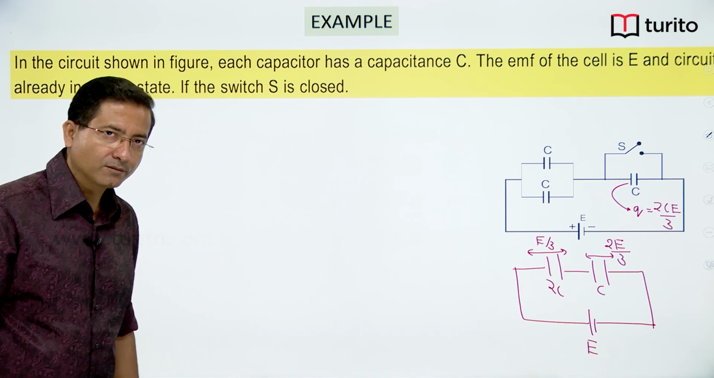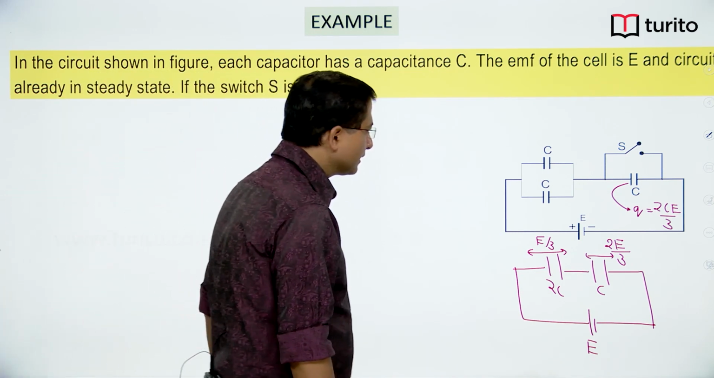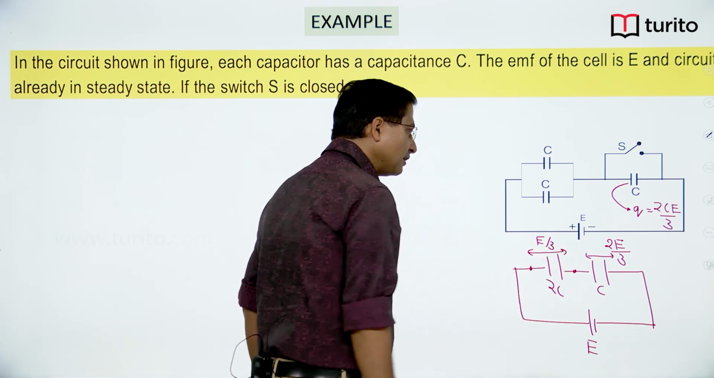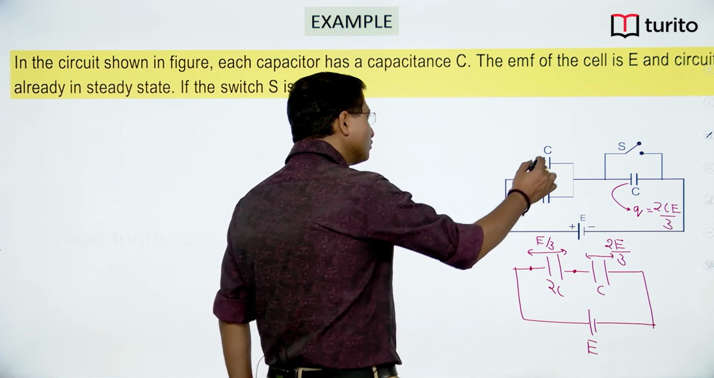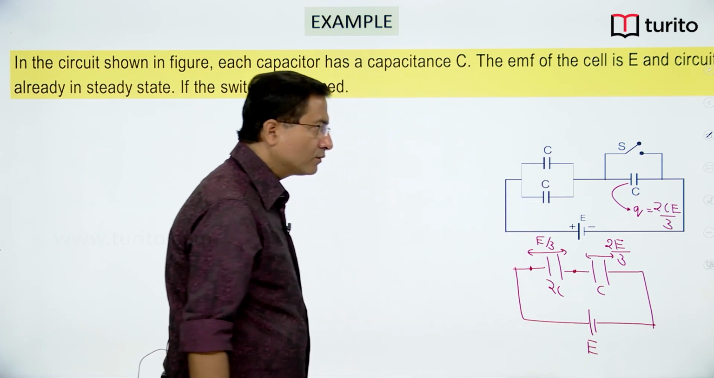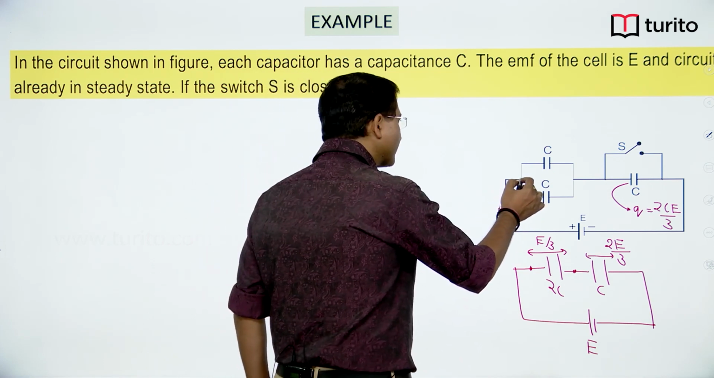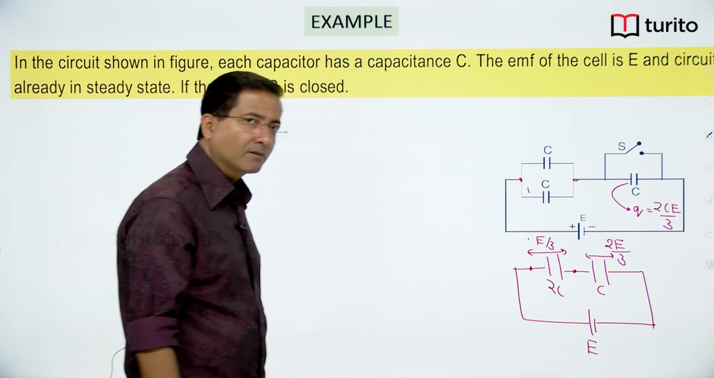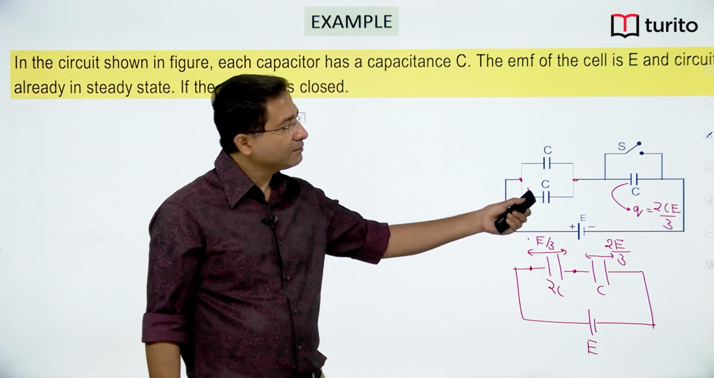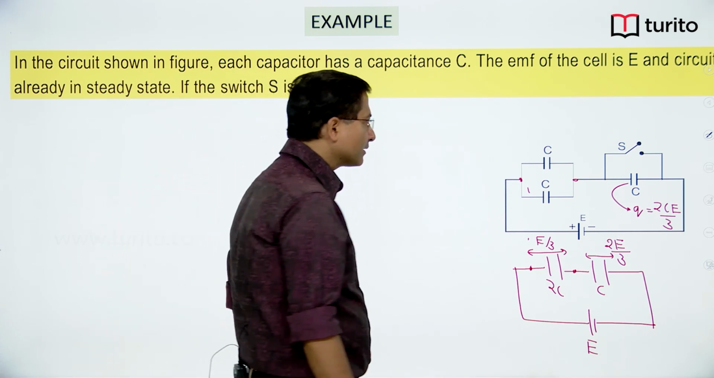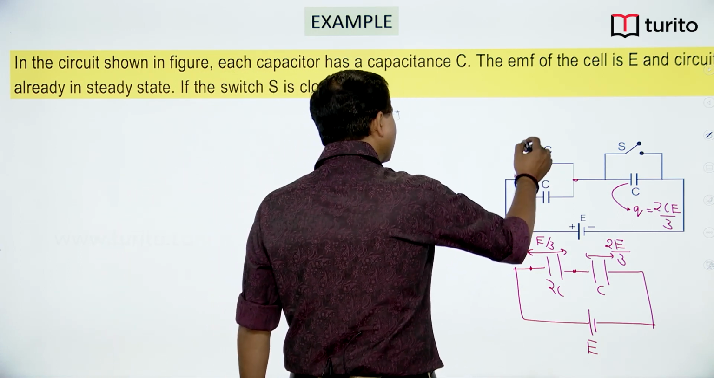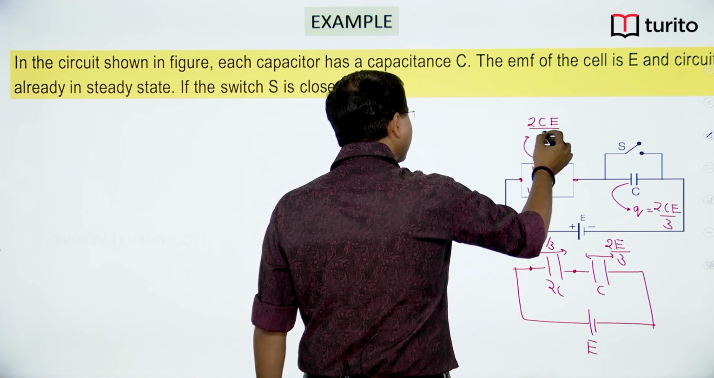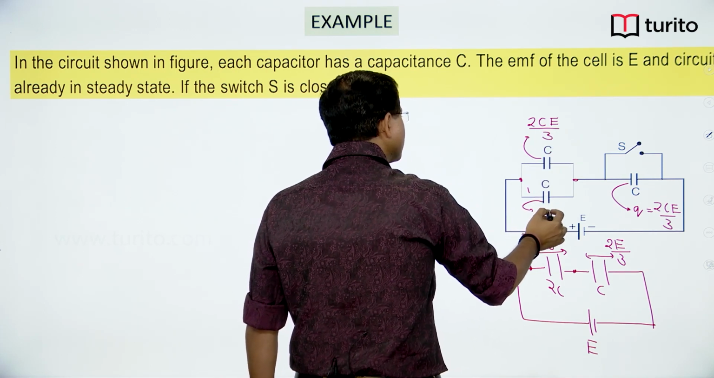Without applying Kirchhoff voltage law, we got the potential difference across these two as E by 3, and this is nothing but two capacitors connected in parallel. So when two capacitors are connected in parallel, the potential drop across this will be the same as this one, and that will be equal to E by 3. So the voltage drop coming here is E by 3 and voltage drop coming here is E by 3. So I can write here charge 2CE by 3, and charge over here 2CE by 3, right.